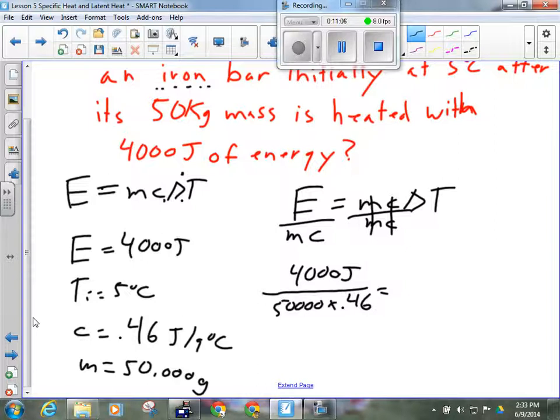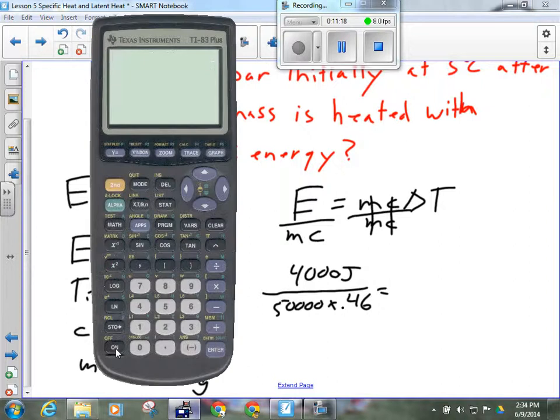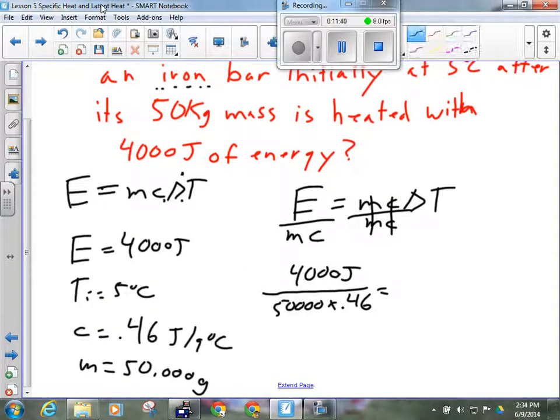All right, so is this going to be much of a temperature change? No, in fact, very, very little, because this is a big, gigantic bar of iron, and it's not being heated by very much. So I probably should have picked better numbers. That's what happens when I pick them out of my head, though. All right, so 4,000 divided by 50,000, times 0.46. All right, so I get 1.7. Whoops, I had 40,000 up there. Sorry. So I should get 0.17 degrees Celsius as my temperature change.